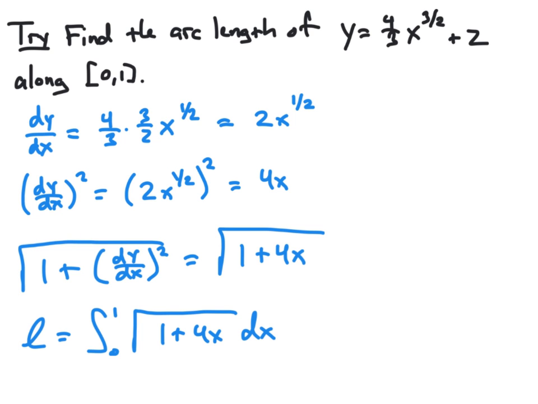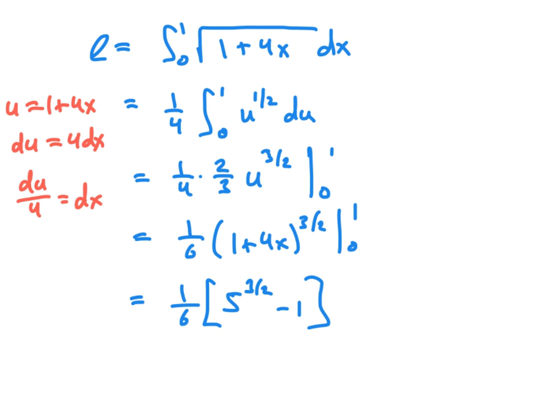So our arc length, the length of our curve from 0 to 1, is given by the definite integral from 0 to 1 of the square root of 1 plus 4x dx. To evaluate this integral, we can use a quick u substitution with u equals 1 plus 4x, and therefore du would be the derivative of that expression, or 4 dx, and therefore du over 4 will be equal to dx.